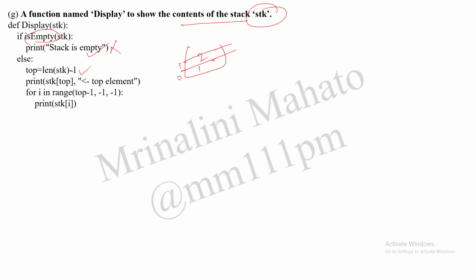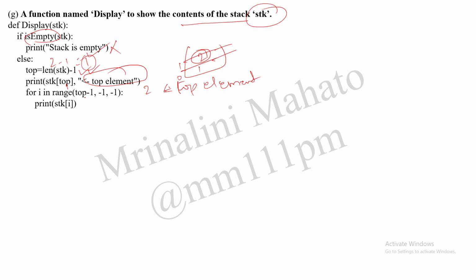Now come to the else part, len of stack minus 1. So what is the total length? 1, 2. So 2 minus 1, what will come? 1. So top is equal to 1. So stack of top means stack of 1. Stack of 1, what is the value? 2. So it will display as the top element, because I have mentioned the words top element here. 2 is the top element, it will display.